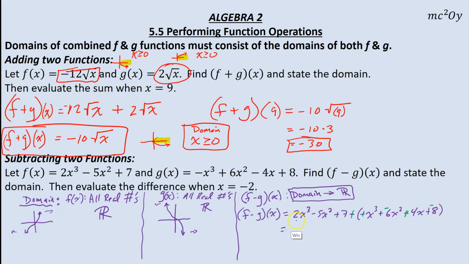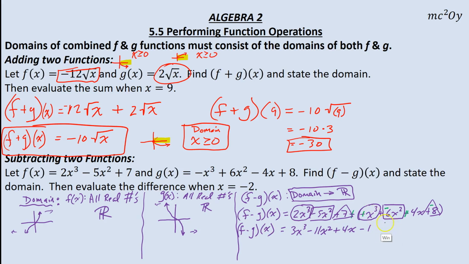So by doing that, now I have 2x cubed, and then I have an x cubed here, and I'm adding them now. So that's 3x cubed. I have a negative 5x squared, and I have a negative 6x squared. So I have a negative 11x squared. I have no x's here, but I have 4 here, so plus 4x. And then I have this 7 and this minus 8. 7 minus 8, negative 1. Okay? Well, so I have 3x cubed minus 11x squared plus 4x minus 1. That is f minus g of x.